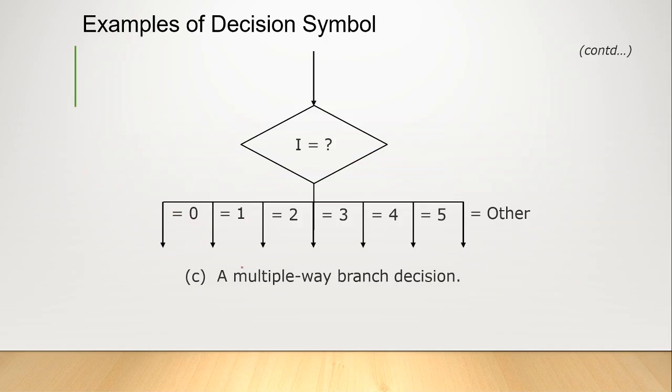This one is a decision symbol example for a multi-way branch decision. In this we have a flow like this, and we have a decision with the statement I equal to question mark. The value of I comes from outside, and it checks what the value of I is. Depending upon the value of I, if I equal to 0, then the flow goes in this direction. If I equal to 1, then the flow goes in the I equal to 1 direction, and so on. So this is an example of a multi-way branch decision.